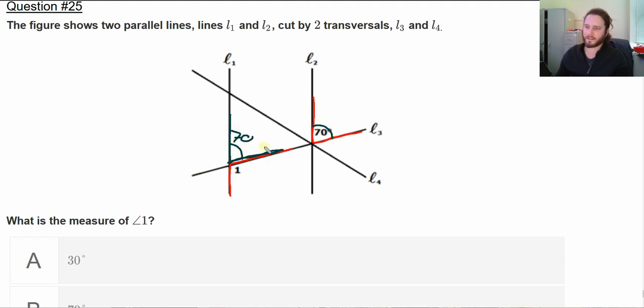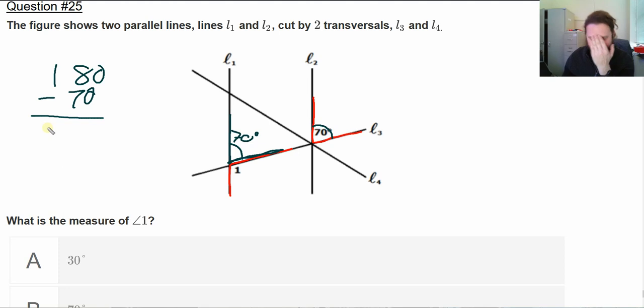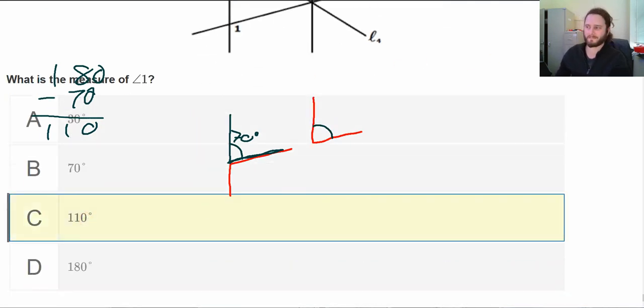They're both 70. So once again, we have 70 degrees combined with angle 1 would give me 180 degrees. So I just do 180 minus 70. And my answer for number 25, I forgot to tell you to pause to do this one on your own again. Too late, is 110. So number 25, the correct answer would be 110.